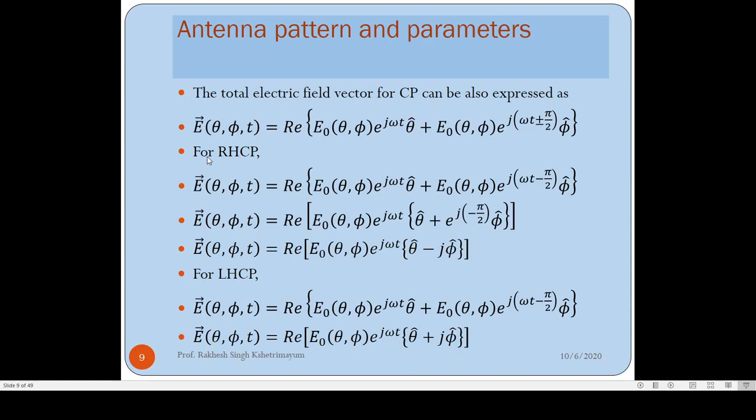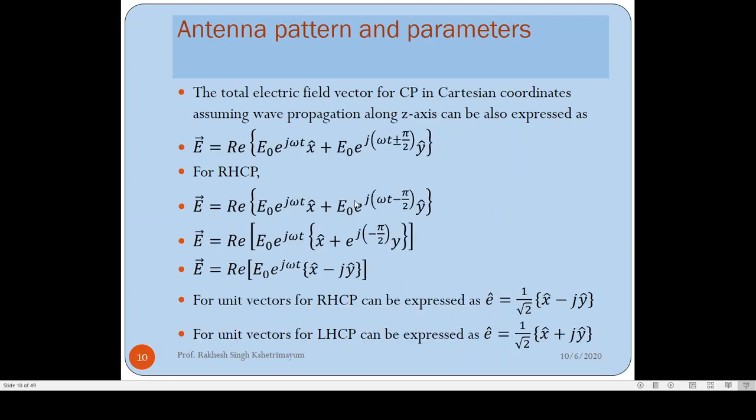So the expression for the total electric field for the right hand circular polarized wave can be expressed as the real part of E0 exponential j omega t (theta hat minus j phi hat). You know that exponential of minus j pi by 2 is equal to minus j. Similarly, for the left hand circular polarized wave, this will become plus here. In that case, the expression you have for the electric field will be the real part of E0 exponential j omega t (theta hat plus j phi hat).